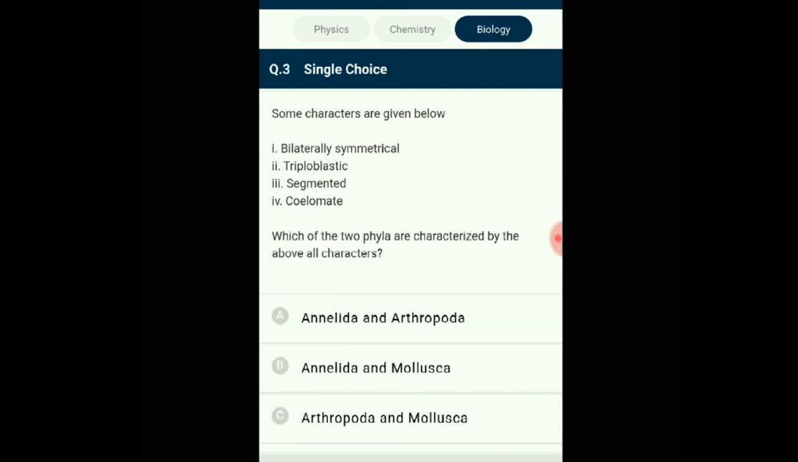Question number 3. Some characters are given below. Which of the two phyla are characterized by all the above characters? Annelida and Arthropoda are bilaterally symmetrical organisms that are triploblastic, segmented, and coelomate. Echinoderms are also bilaterally symmetrical as larvae, but adults show pentaradial or five-sided symmetry. Mollusks have bilateral symmetry but are unsegmented organisms. So the answer for this question is option A, phylum Annelida and Arthropoda.